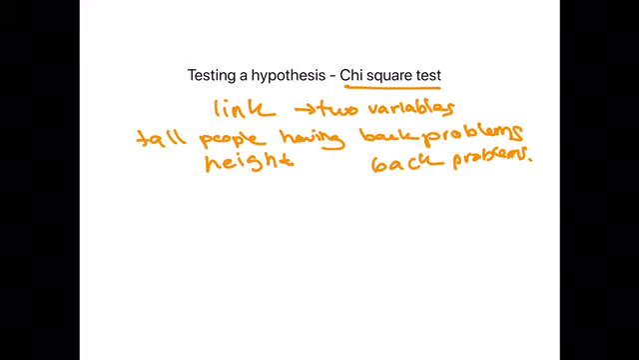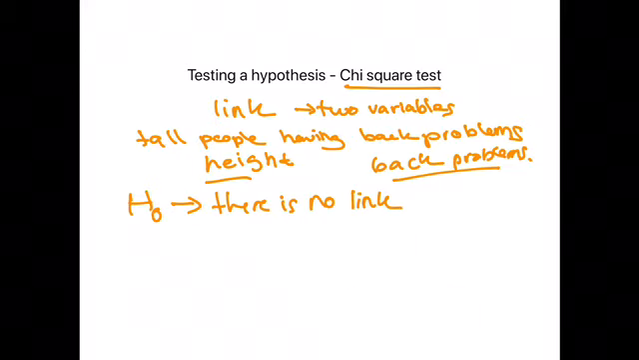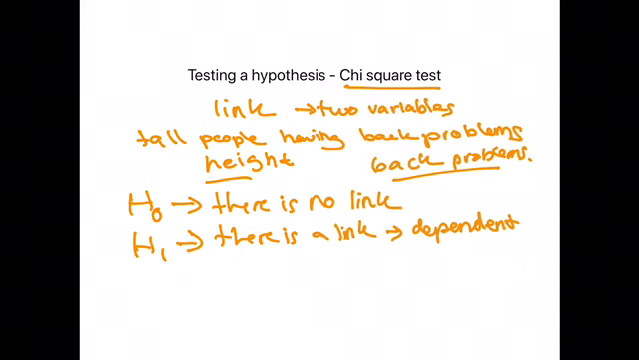In order to start our test, which is going to prove whether there is an association between our two variables, we need to establish a null hypothesis. You might have encountered this term before. A null hypothesis is basically the hypothesis that there is no link, that the variables are independent. So height has nothing to do with back problems, and back problems has nothing to do with height. However, we also have to establish our alternative hypothesis, which is that there is a link, and so the variables are dependent on each other. They're associated.